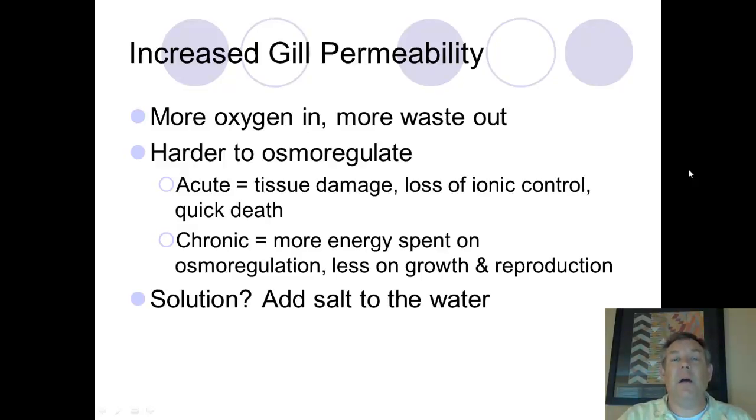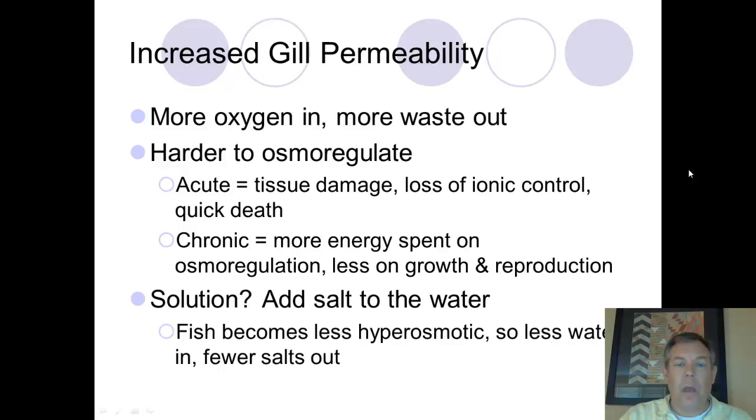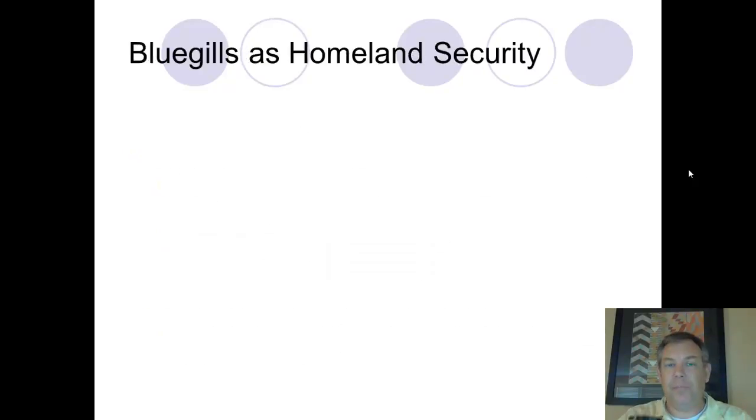Simply adding salt, and in fish management we've got the actual concentrations. I forget exactly, but I think you want to get the salt concentration up to like 3 or 4 parts per thousand, 5 parts per thousand. That can greatly improve the survival of your fish. So there you go. When you do that, the fish becomes less hyperosmotic, so less water comes in, fewer salts go out, and then survival goes up. Okay.